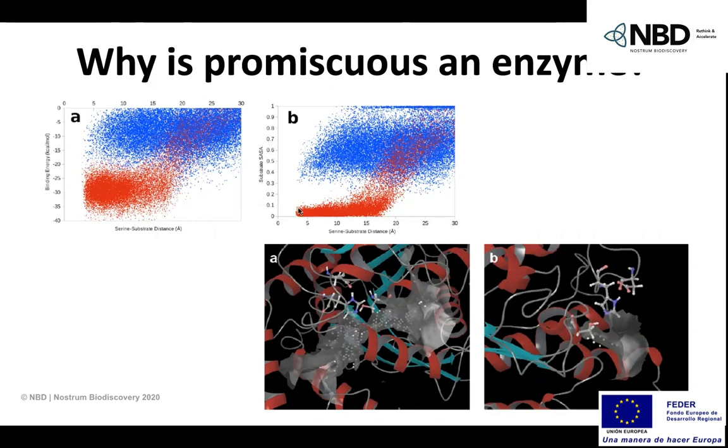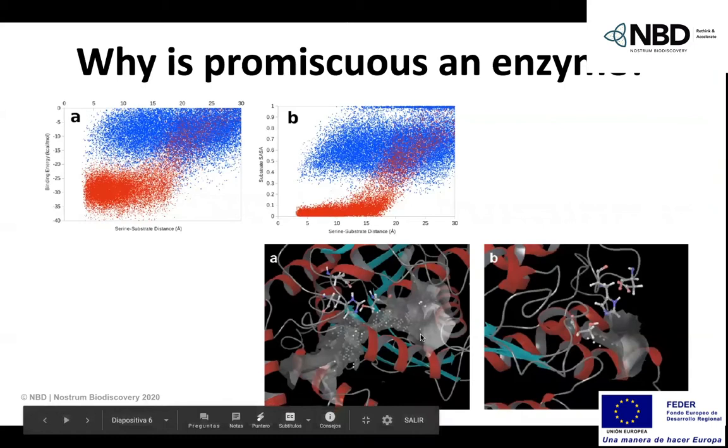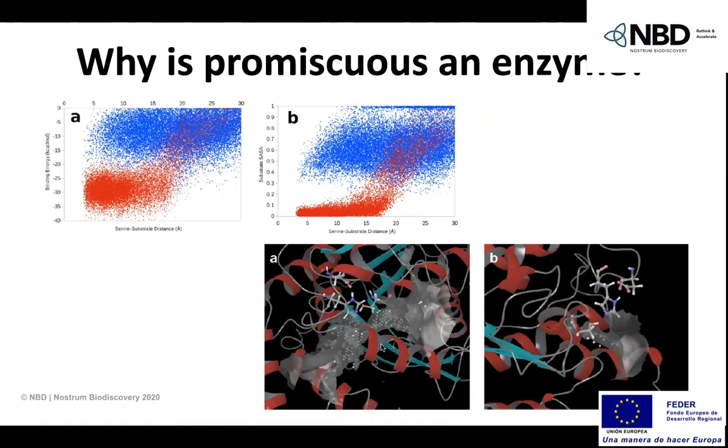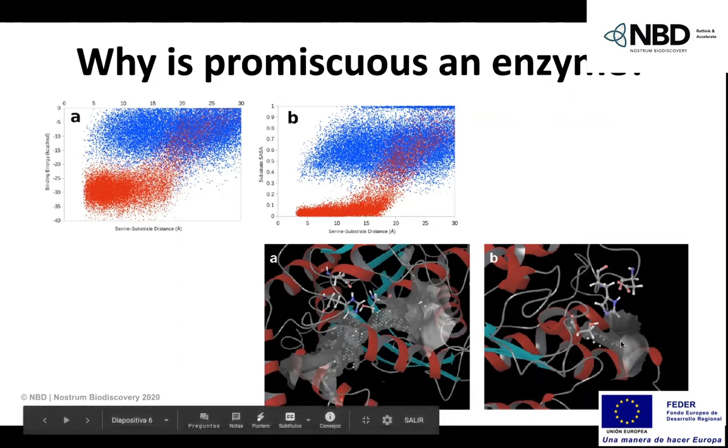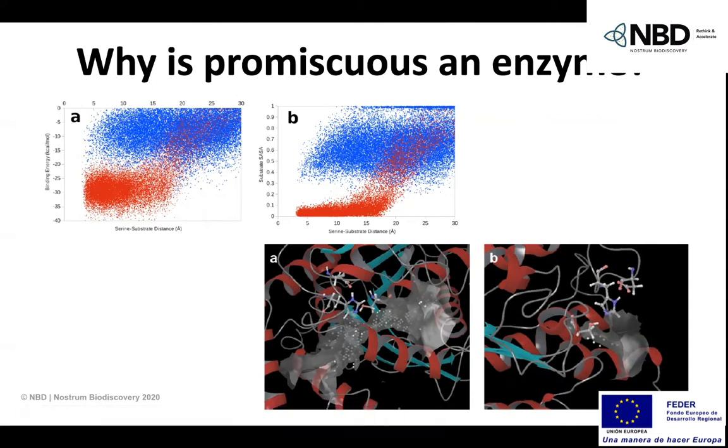When we move this to the three-dimensional level and we check the overall shape of the cavity, we can see that the cavities are also really different. We have a big isolated cavity in the promiscuous enzyme and a small and surface-exposed cavity for the non-promiscuous one. So promiscuity can be summarized in a balance between available space and solvent exposure. So to have a promiscuous enzyme, you need a big isolated cavity.